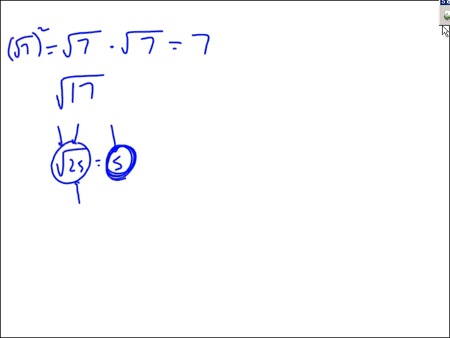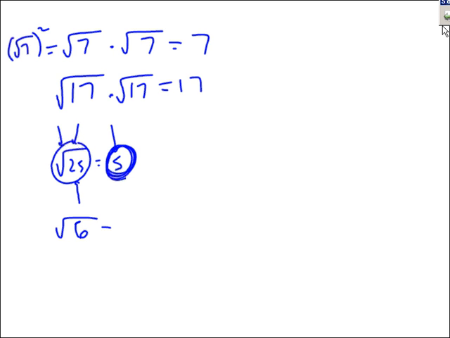The square root of 17 is a special number. What's special about it? Oh, if I multiply it by itself, which I just did, I get back 17. I didn't use any math there to get 17. I used the definition. The square root of 6 is that special number.